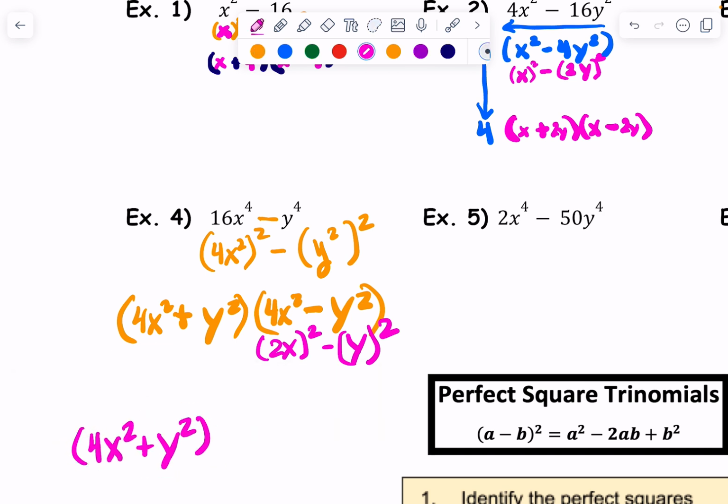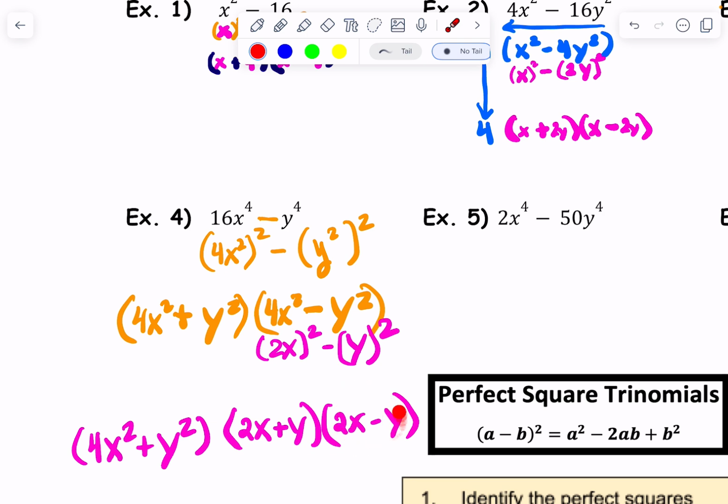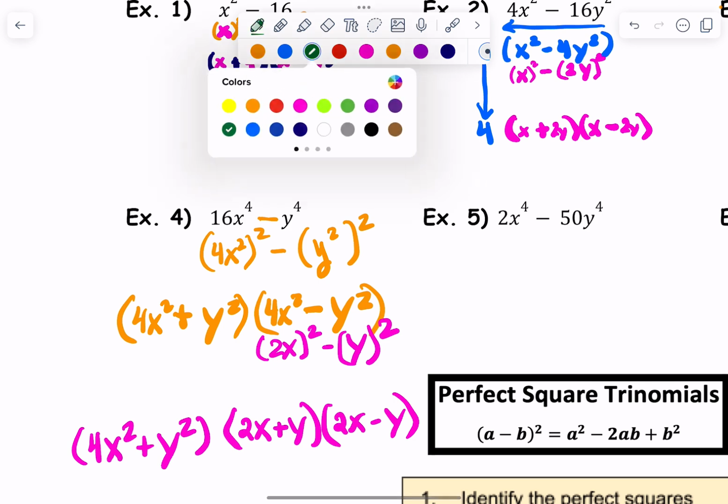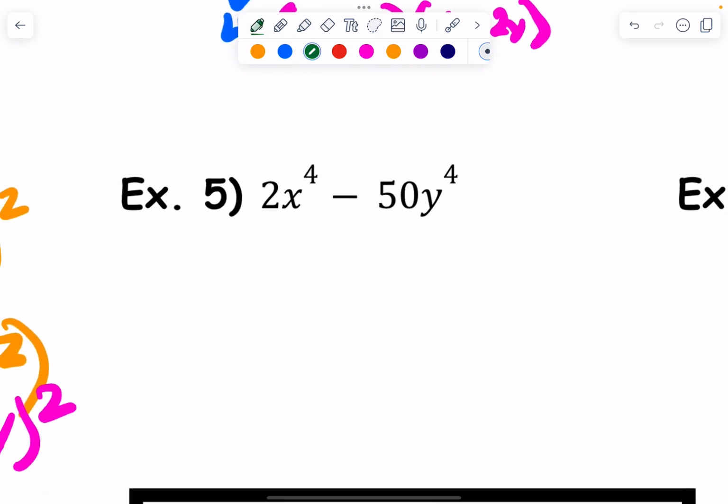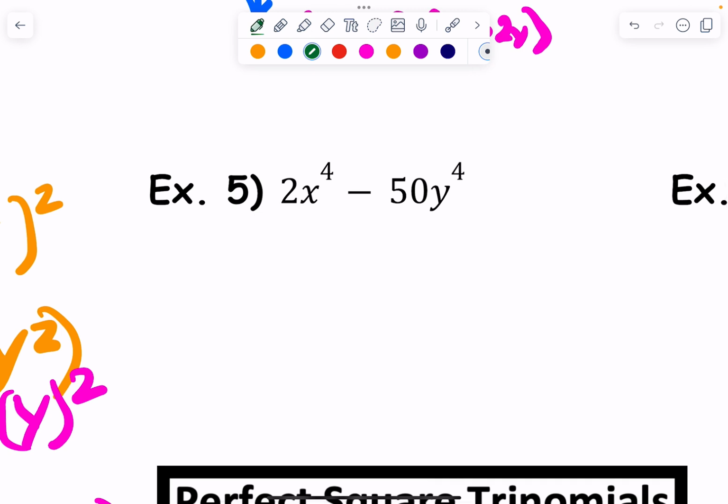And so when we do that, we're going to now put our two factors from our difference of two squares. And we're going to have 2x plus y and 2x minus y. And then you can look one more time, but it's clear that there's not perfect squares there. So we are done factoring. So we always have to make sure that we are finished factoring by the end. Okay, let's look at the next one.